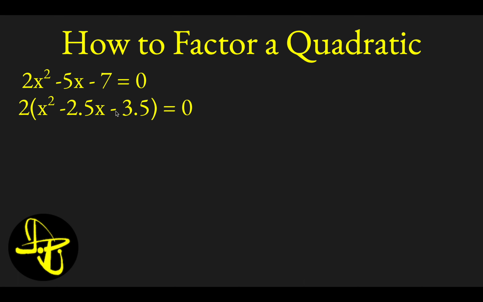And so then to finally solve this thing, you could see that this equation would be true if either x were positive 3.5 or if x were negative 1. So that would be the solutions.